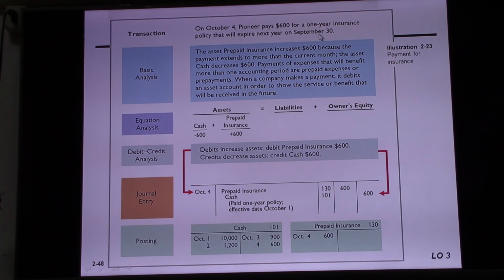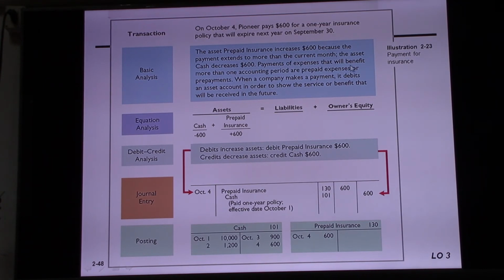In order to analyze this transaction and its effect on the accounting equation, since you paid something in advance, now we have something called the prepaid insurance or prepaid expenses. And prepaid insurance is considered an asset. So asset prepaid insurance increases by $600 because the payment extends to more than the current month. And the asset cash will decrease by $600 because we paid for this transaction in cash.